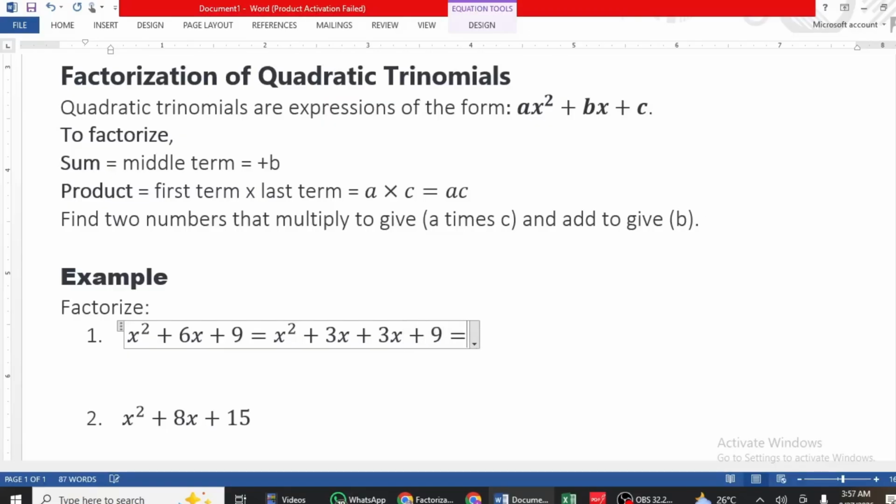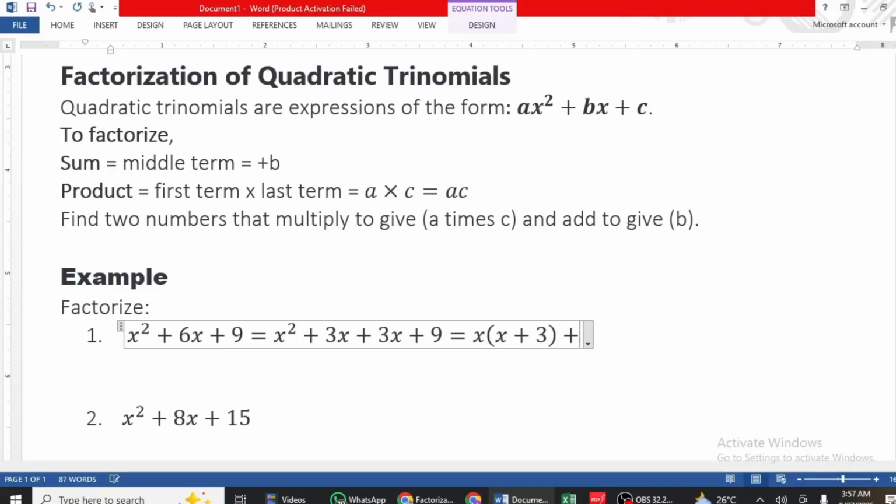From there now, you will pair them. You pick the first two. What is common to the first two, which is x squared plus 3x? What is common to x squared plus 3x is x. Then inside the bracket now will be x plus 3 for the first one. Immediately after the first two, you pick the last two.